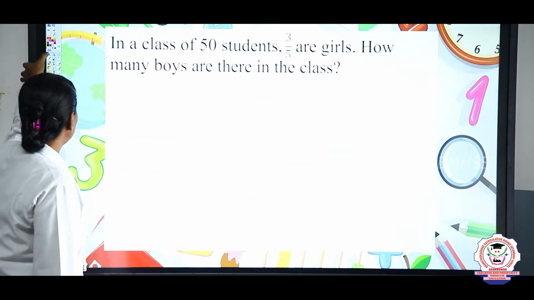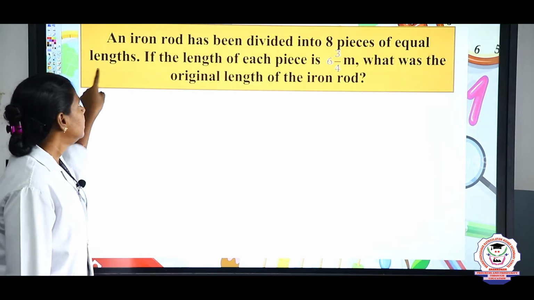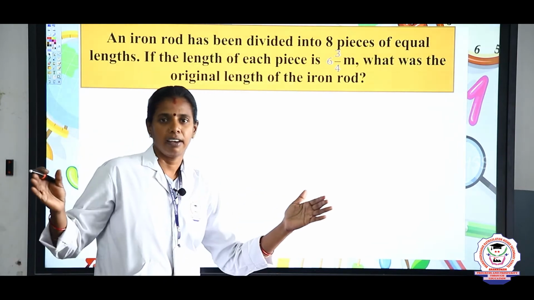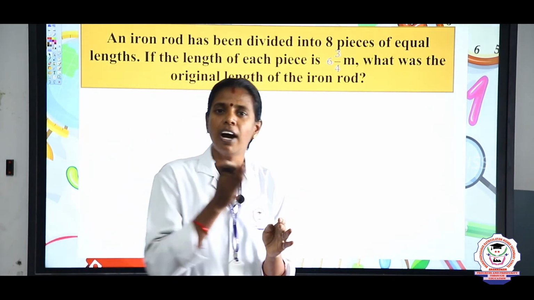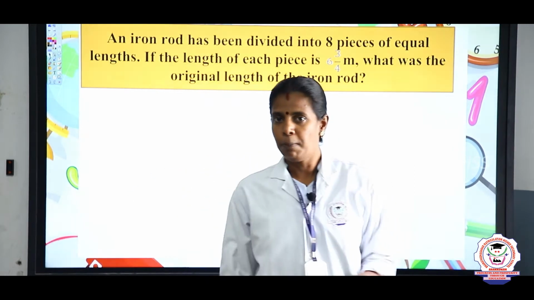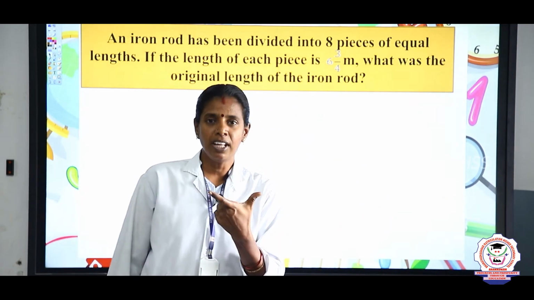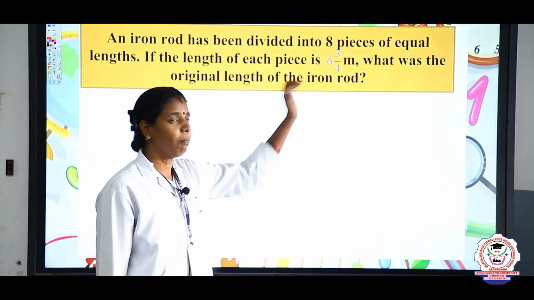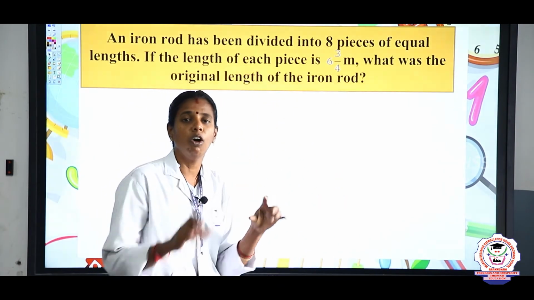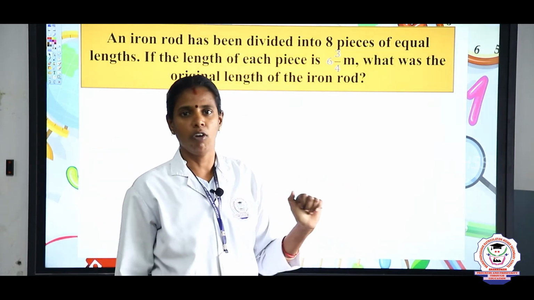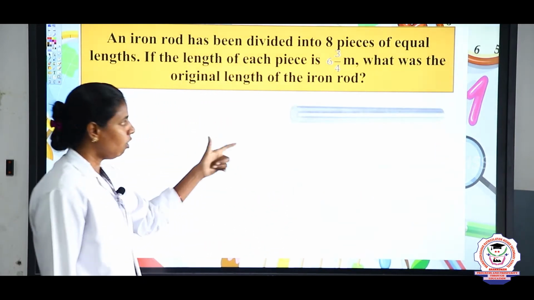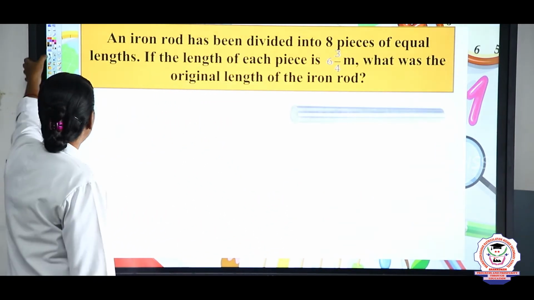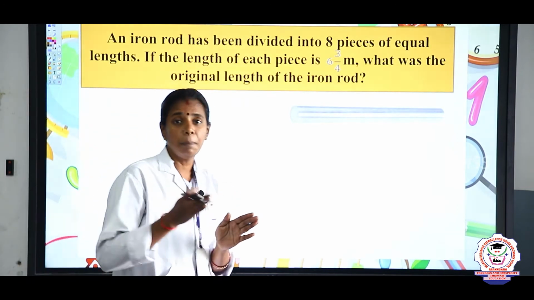The next problem is, see, an iron rod is there. When the iron rod is divided into 8 equal parts and the length of one part of the iron rod is given here, which is 6 3 by 4 meter, we need to find the original length of the iron rod. See, the iron rod is this and it is going to be divided into 8 equal pieces.